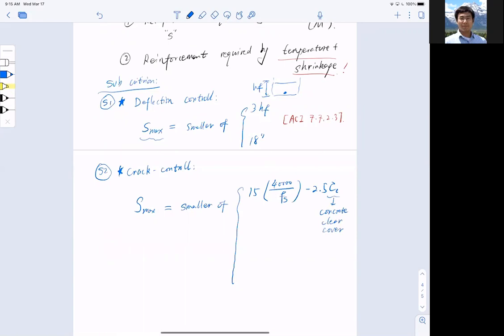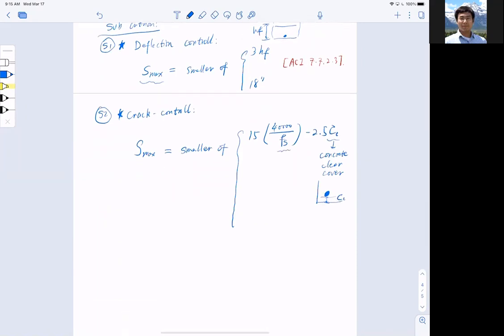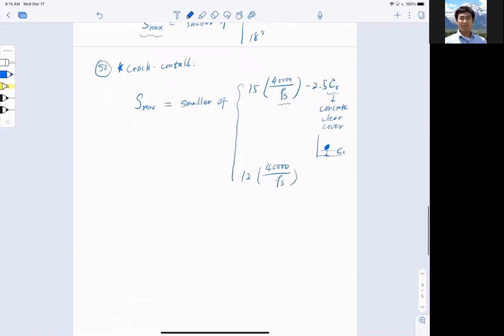We talked about this in a previous lecture when we talked about bar spacing, but let me be more specific. When we talk about concrete clear cover, we mean literally the distance between the edge of the bar and the edge of the concrete. So this is c_c. And the other equation is 12 multiplied by 40,000 divided by f_s again. This is the first time you encounter f_s, which is defined as the surface stress in a bar.